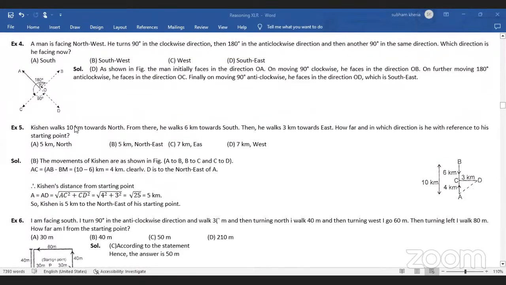Okay, let's see this one. Fifth one. Now I am explaining you 2-3 questions. Kishan walks 10 meters towards north. Take a point. Go 10 meters.